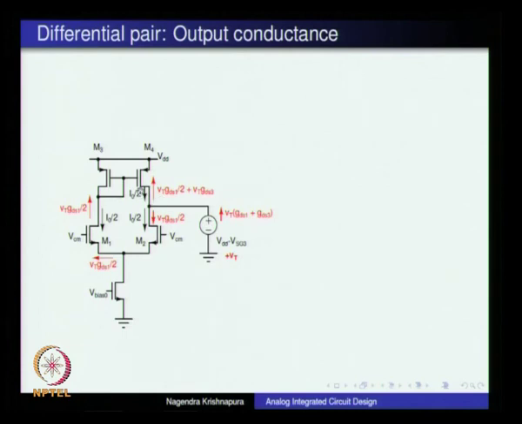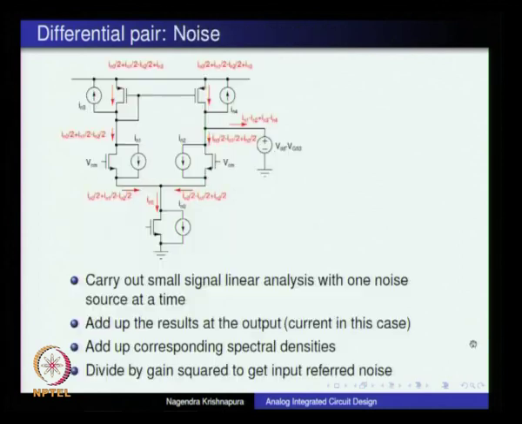To calculate the output conductance, this is what happens. If we apply a test voltage Vt, we will have Vt times GDS1 by 2 flowing this way, and that will also get mirrored. So, Vt times GDS1 by 2 will flow there plus Vt times GDS3. That is how we get the output conductance to be GDS1 plus GDS3. Similarly, we can calculate the noise and the other parameters. We will continue with that in the next lecture.